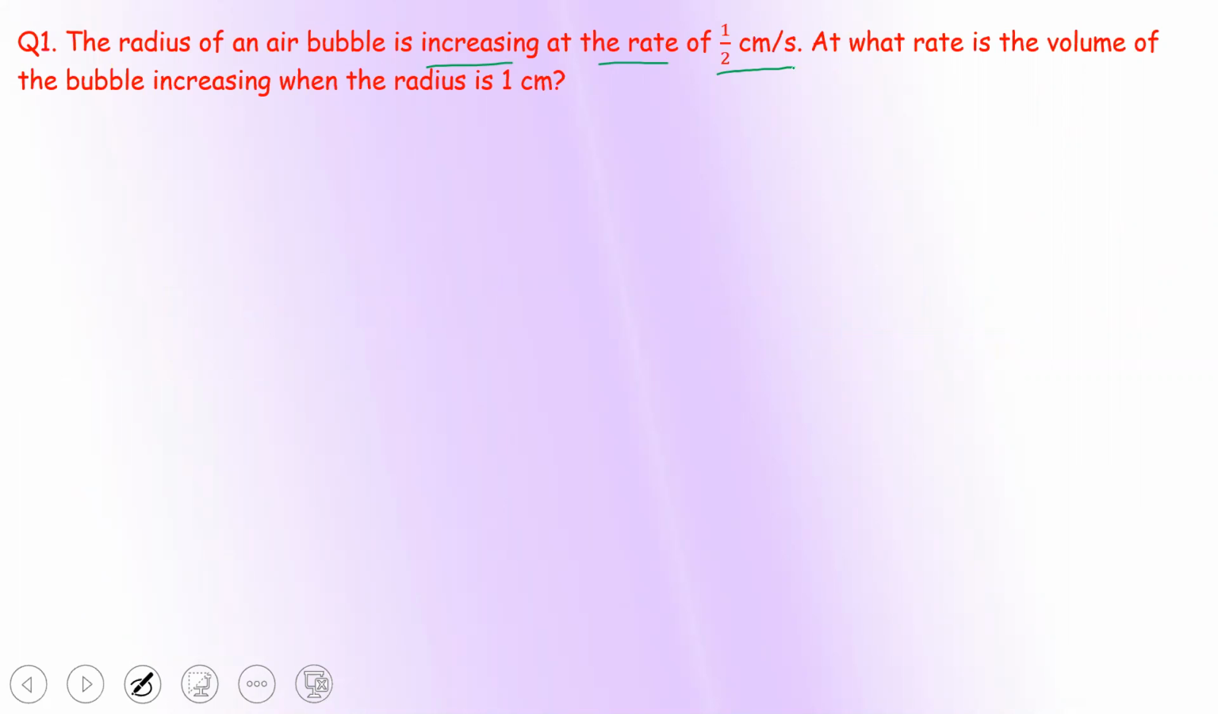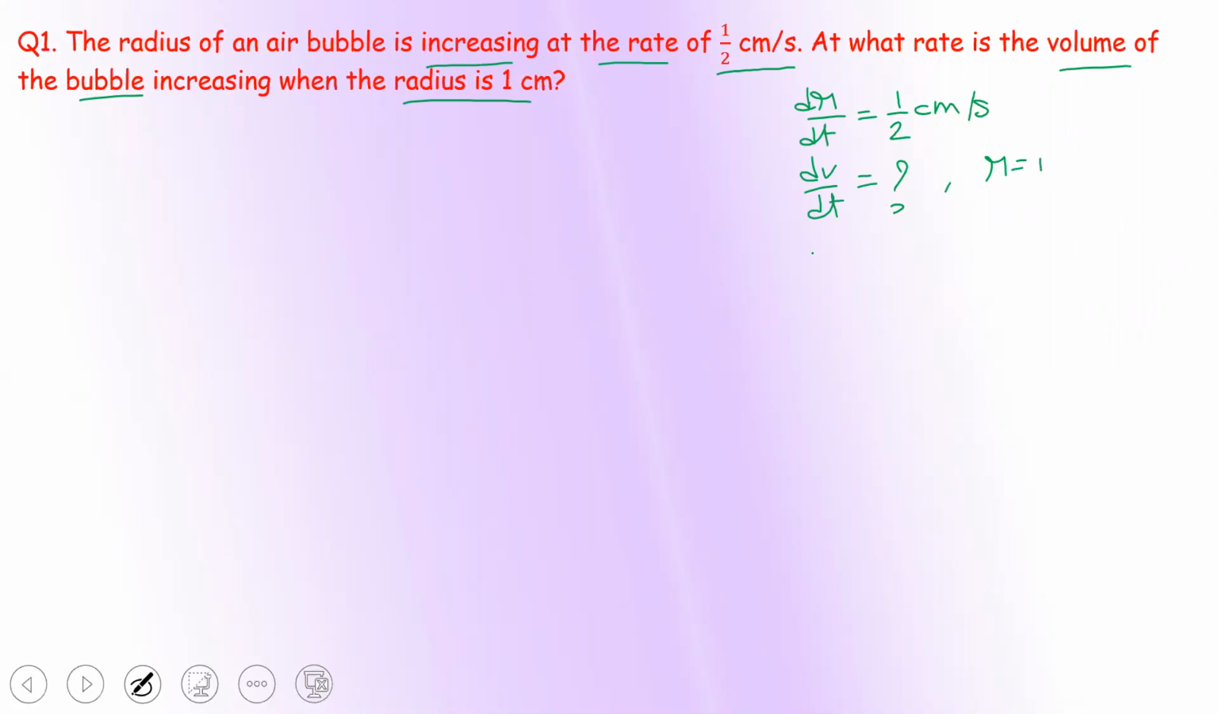So rate of increasing of radius. If r is the radius, then dr/dt is given as 1/2 centimeter per second. Now you need to find the rate of change of volume of the bubble increasing when radius is 1 centimeter. That means you need to find dV/dt for r equal to 1.